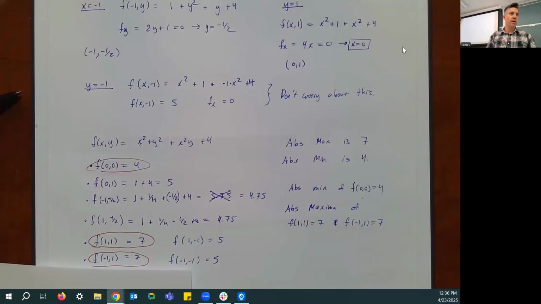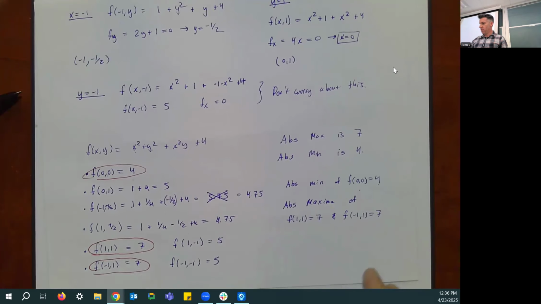That said, we'll do maybe one or two more examples. Let's do one with a triangle. I think the triangle ones are kind of neat. They have a little extra flavor to them.